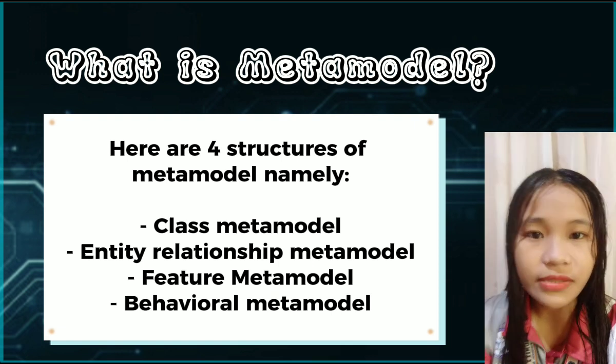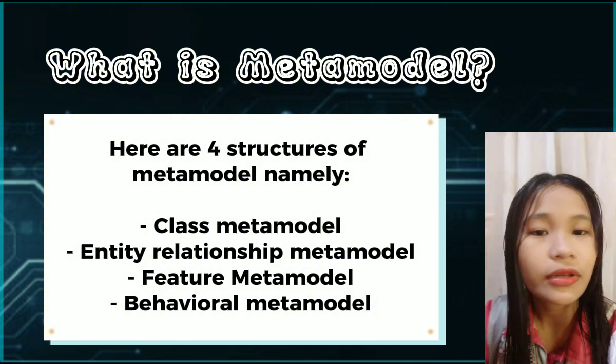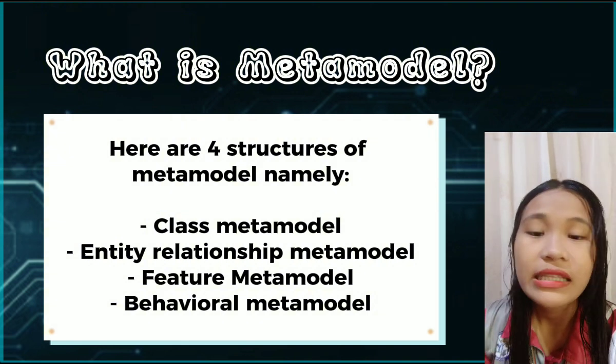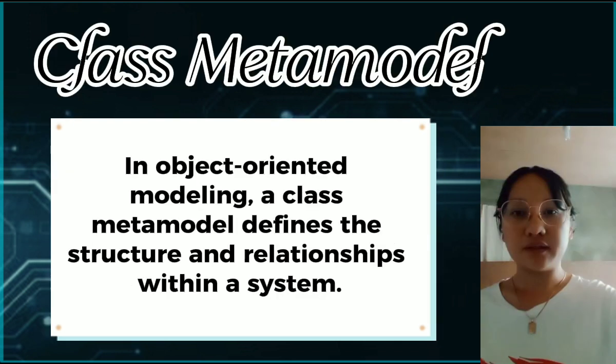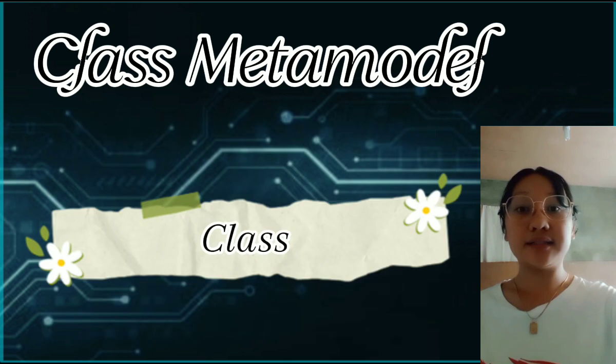The first metamodel is the class metamodel, which is discussed by Sherilyn Padilla. In object-oriented modeling, a class metamodel defines the structure and relationship within a system. A class is a blueprint for creating objects. It encapsulates data or attributes and behaviors or methods that define the characteristics of the object instantiated from it.